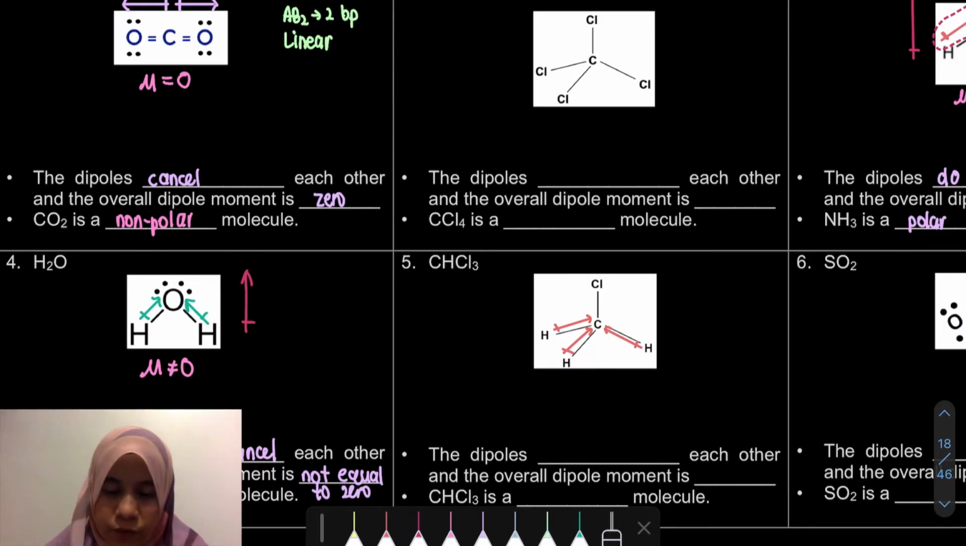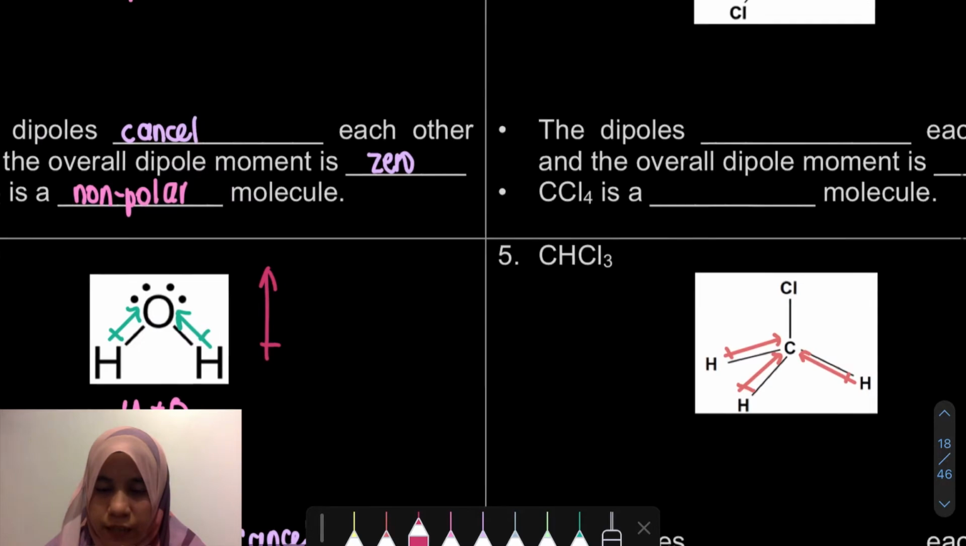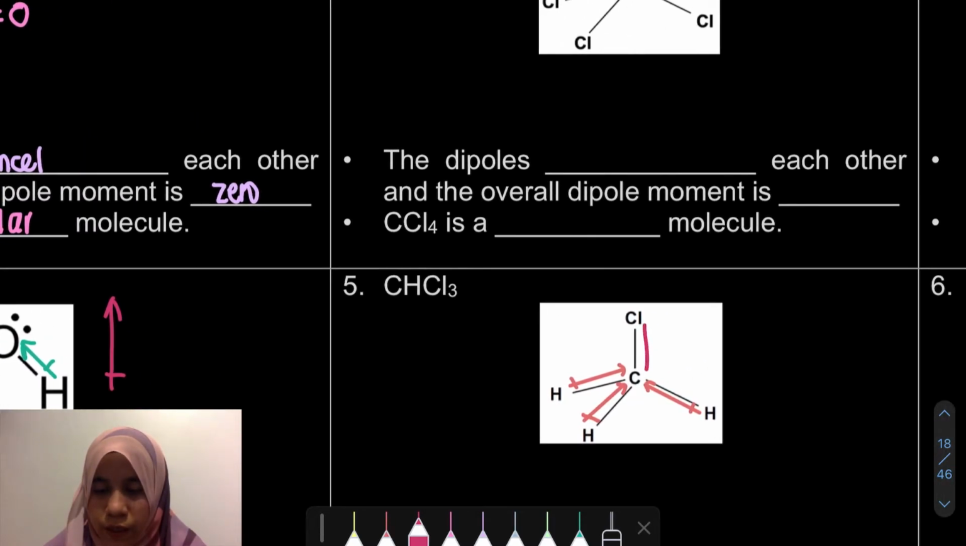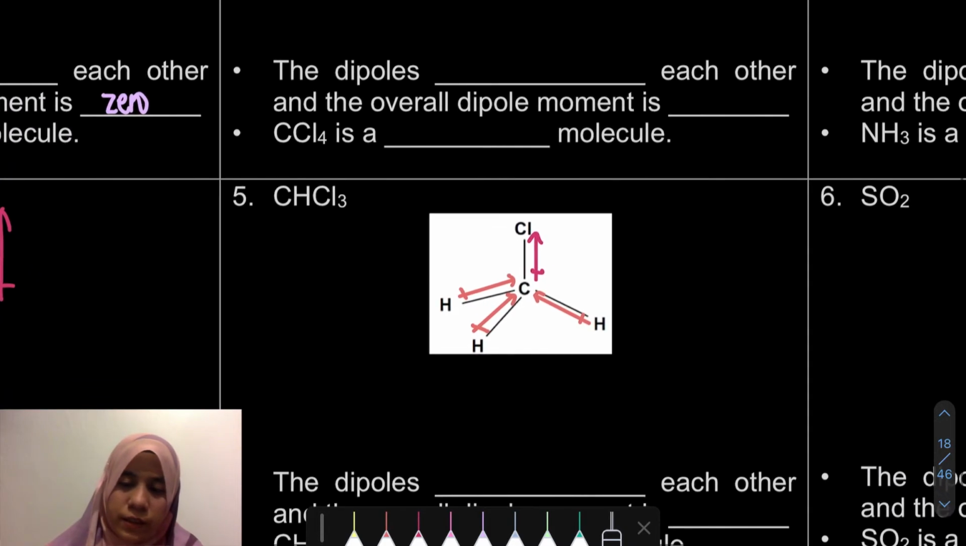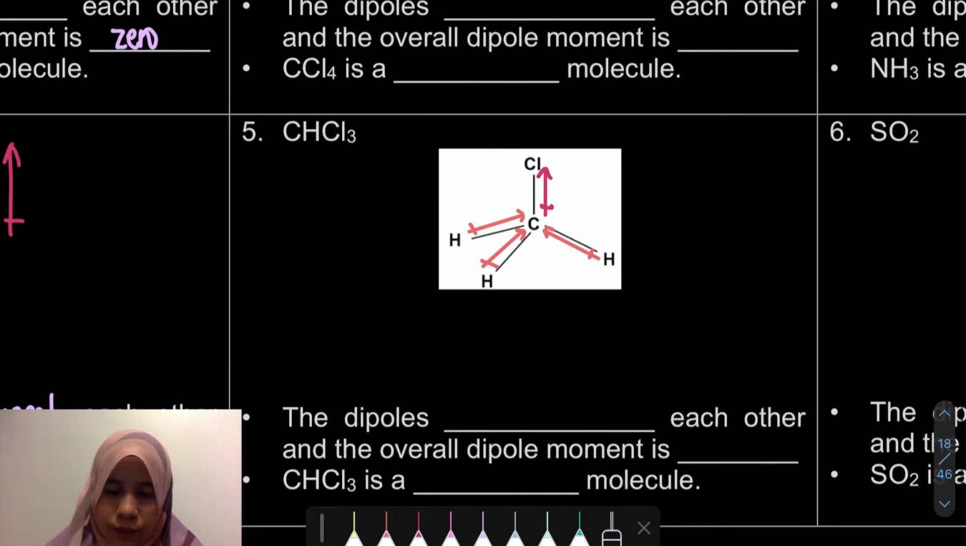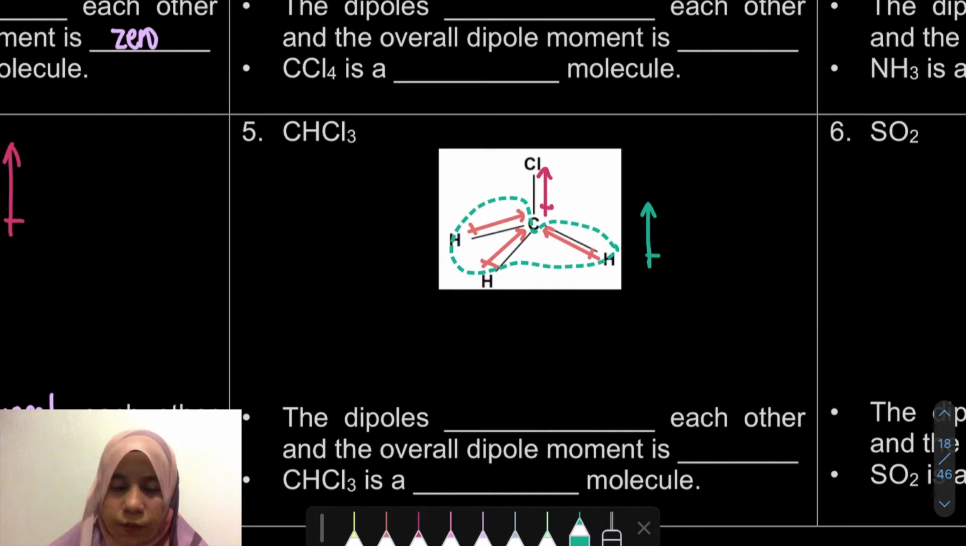So, kat sini arrow dia macam mana? Arrow dia akan ke atas lah, from carbon to chlorine. Okay, so what happened here? Sini, dia punya resultant dipole moment dia is actually upwards. Okay, and then yang merah tu pun sama juga.